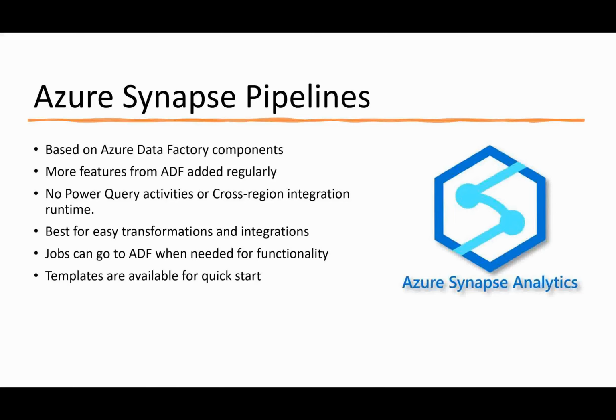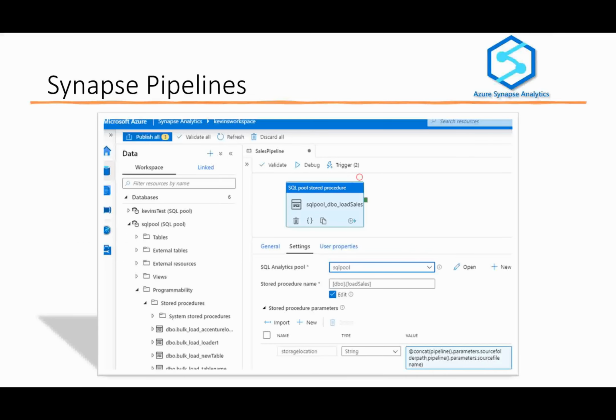Oftentimes what you're doing is just simply moving data and simple transforms that you can do within the Synapse environment. But if you need to do something more complex that only Azure Data Factory can do, you can move the workload to Azure Data Factory and then back to Synapse. And finally, there are templates also available in the Synapse pipeline, just as there are in the full ADF. So here's a look at the Synapse pipeline.